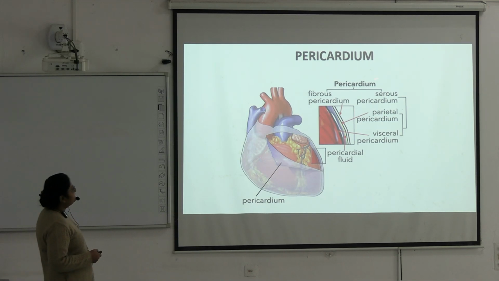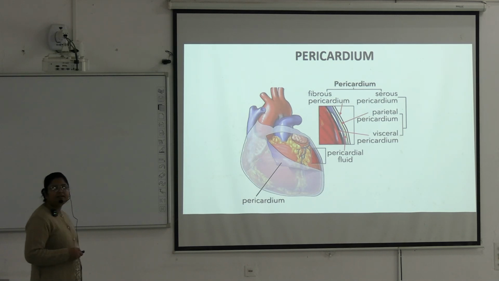So serous pericardium again has two layers: parietal layer and visceral layer. The parietal layer is lining the inner surface of the fibrous pericardium, and this visceral pericardium is lining the wall of the heart.